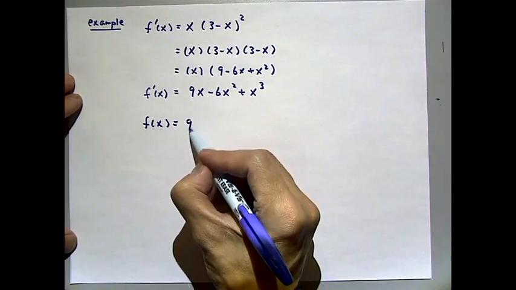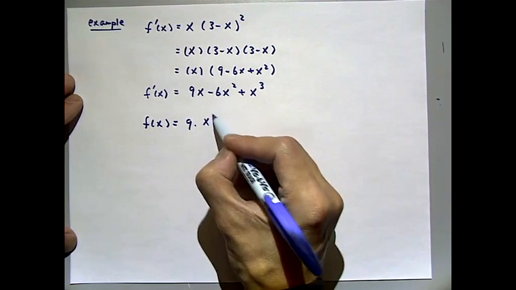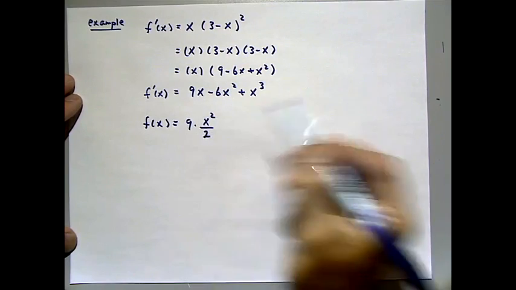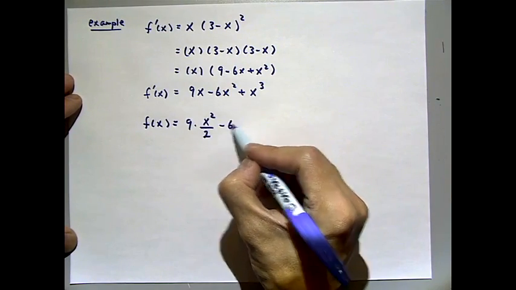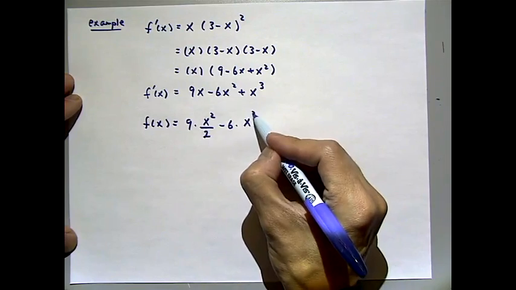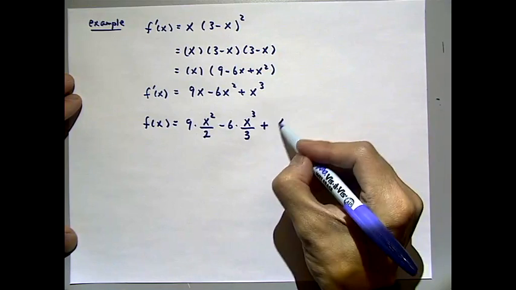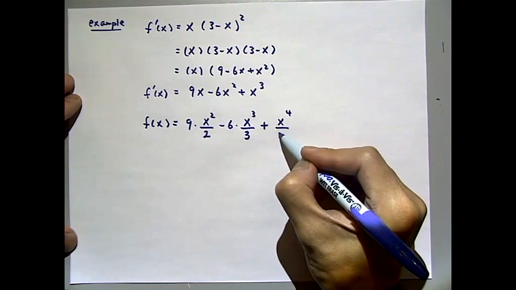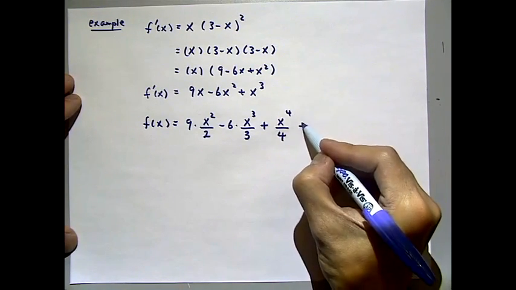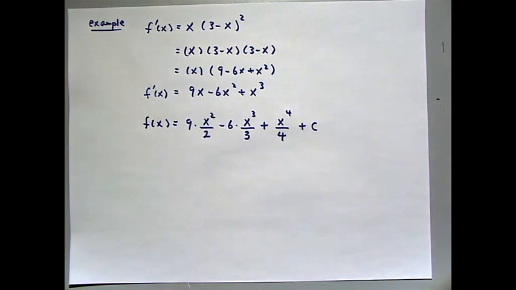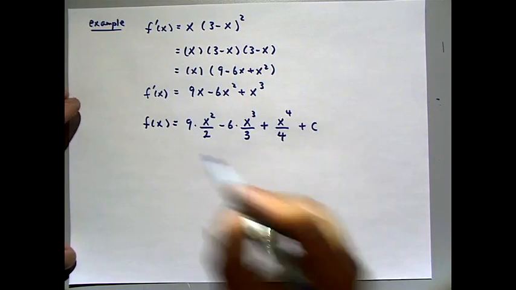Here's a 9, doesn't do anything. X to the first, we add 1 to the power, divided by the new power. Minus 6 doesn't do anything. X squared, bump the power up, divided by the new power. X cubed, bump the power up by 1, divided by the new power. Plus some mysterious constant that could have been there. Even 0 is a constant that was there, so that plus c takes care of all possible constants.